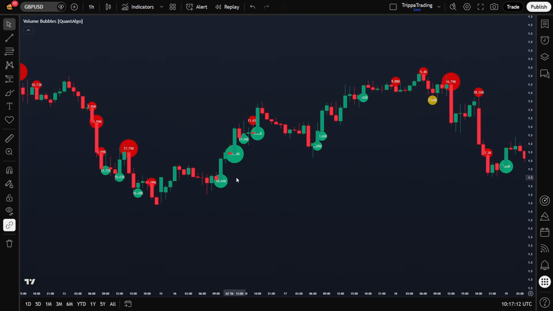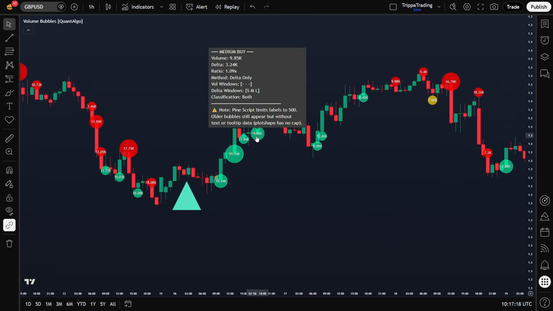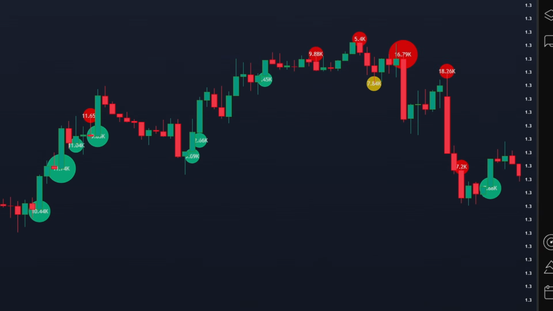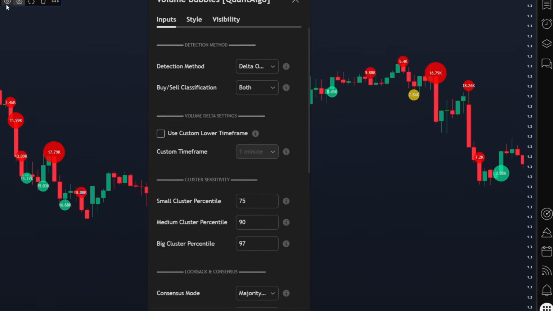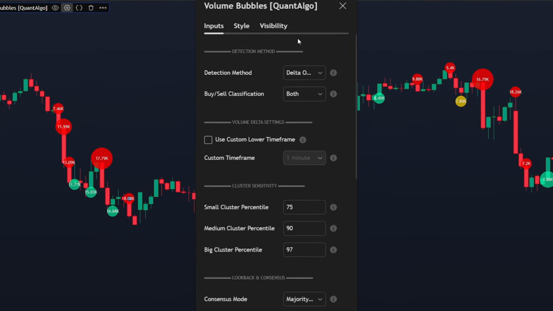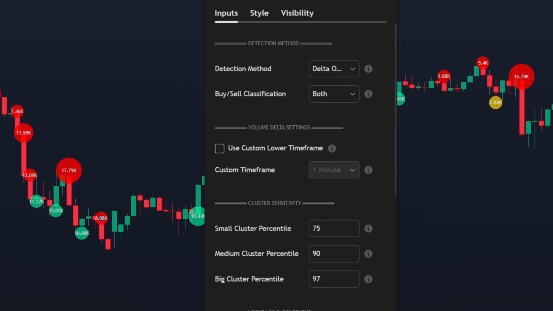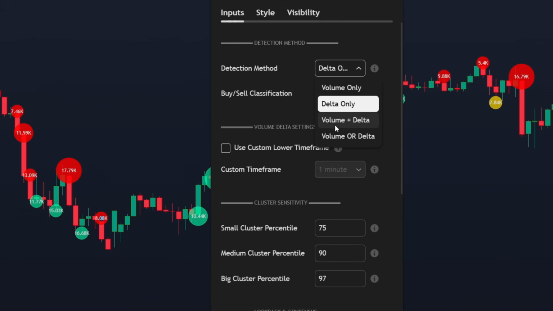For example, if you already have a buy signal from your strategy, and you want to make sure strong buying pressure is actually behind it, delta only can help. The same logic applies for sell setups. One important thing here is that lower timeframe volume data needs to be available, because the indicator uses that lower timeframe information to calculate delta.